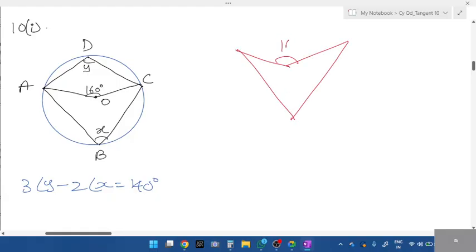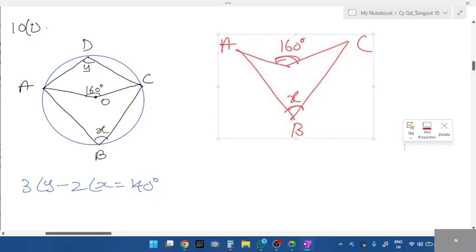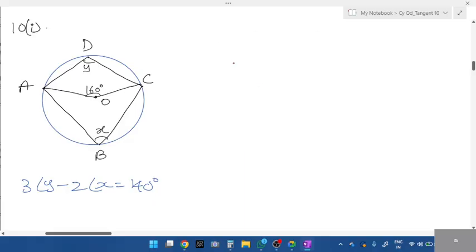Okay. Then which concept can we apply? Which angle can we find? How do you find B? No, no. Before that, if 160 is given, opposite to that, what do you have? X. Center is equal to twice circumference. Yes. Center is equal to twice circumference. What is the center value, students?